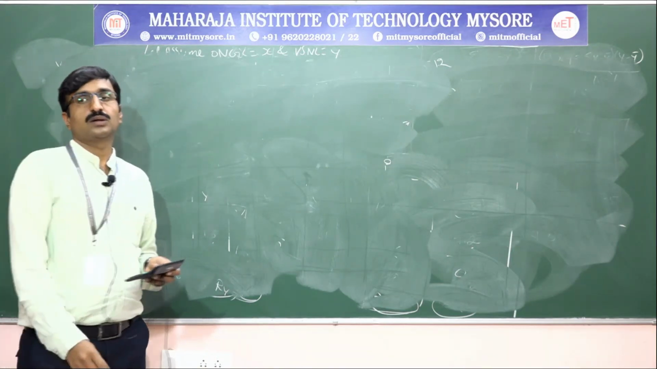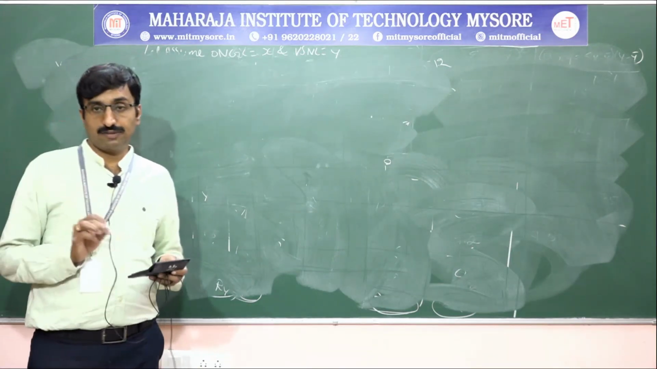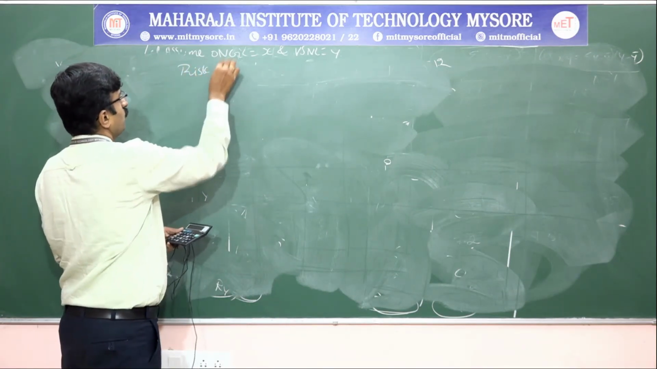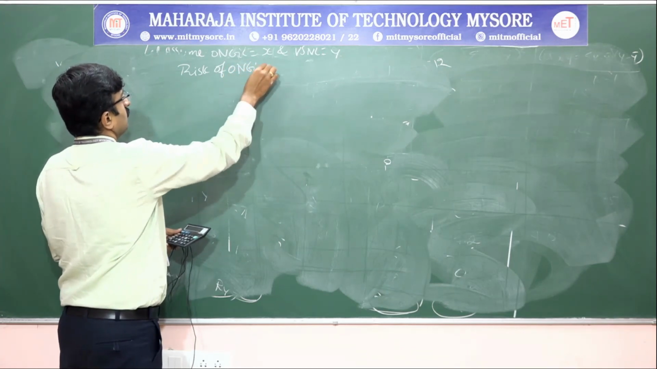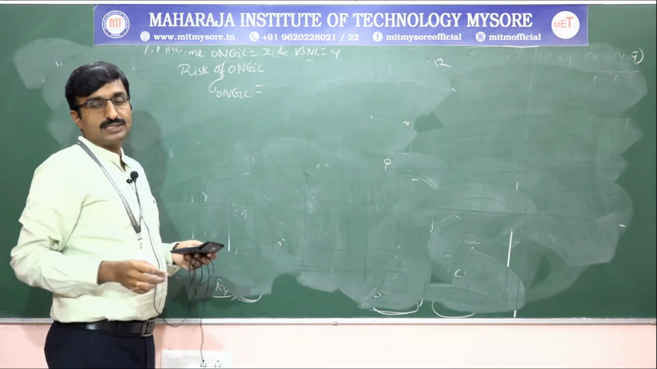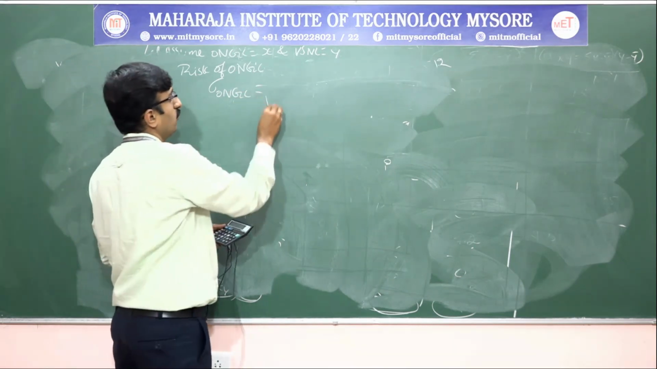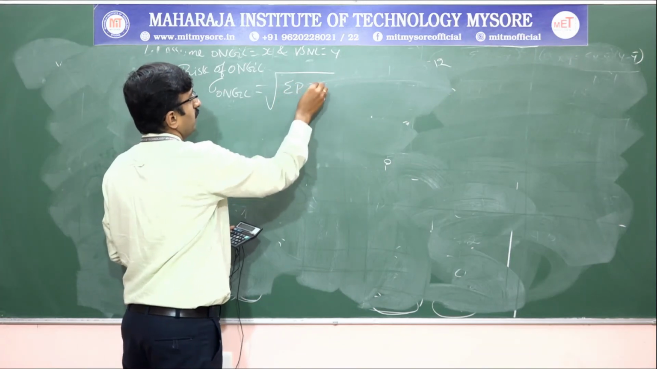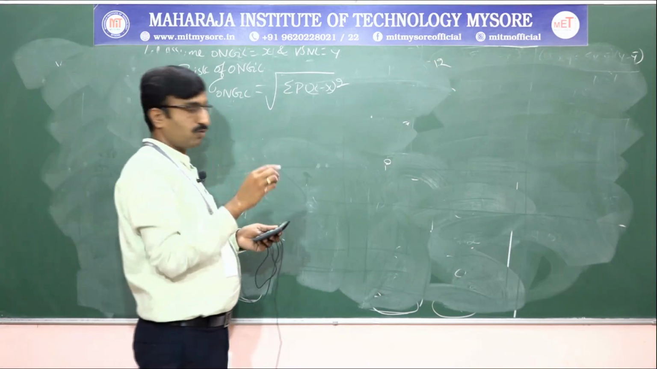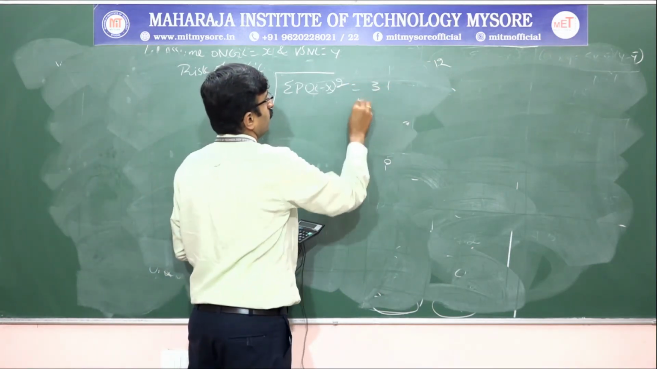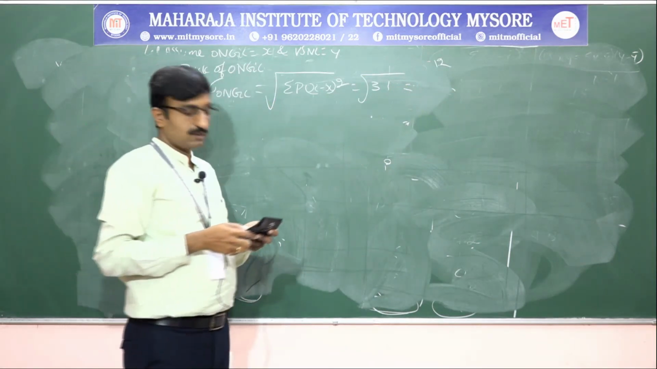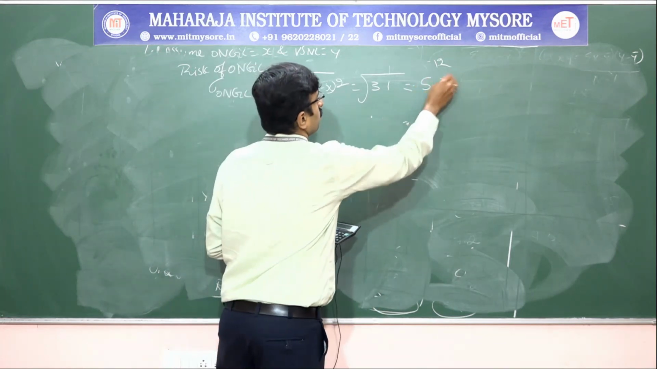So, we have to find out the risk factor, that is risk of ONGC, that is standard deviation of ONGC. Individual security risk we have to find out. Formula for that is the root of sigma P X minus X bar whole square. Already you have found how much it is, 31. For that we have to find out the root. So, root of 31 is 5.57.